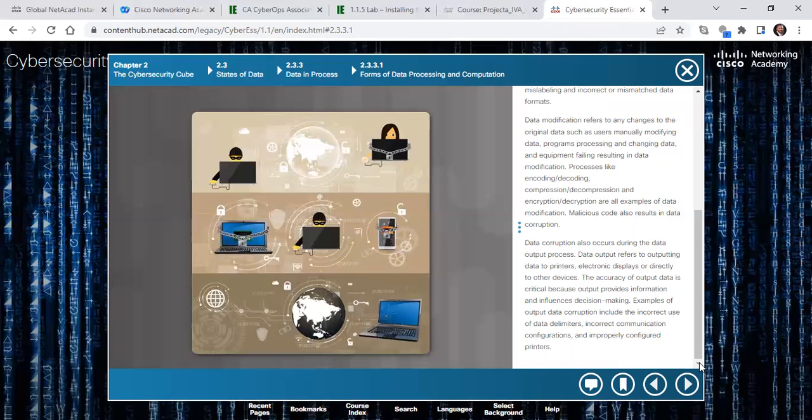So data output refers to outputting data to printers, electronic displays, or directly to other devices. The accuracy of output data is critical because output provides information and influences decision making. So if your processing is being attacked, it will create what we call data corruption. Examples of output data corruption include the incorrect use of data delimiters, incorrect communication configuration, and improperly configured printers.